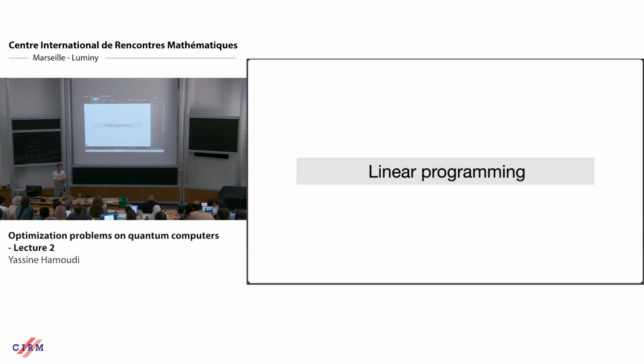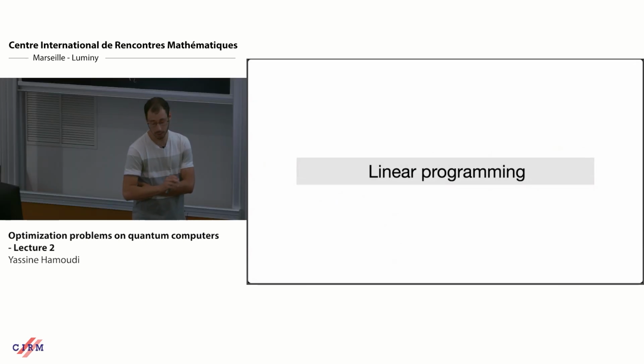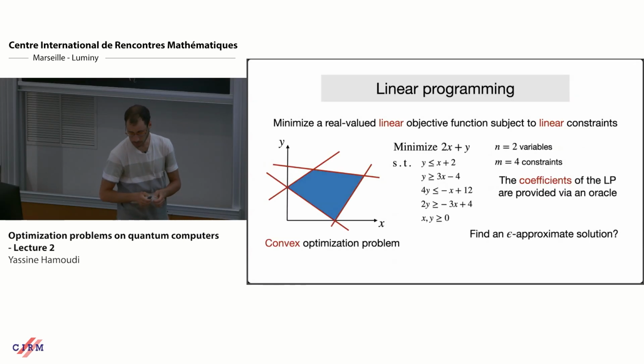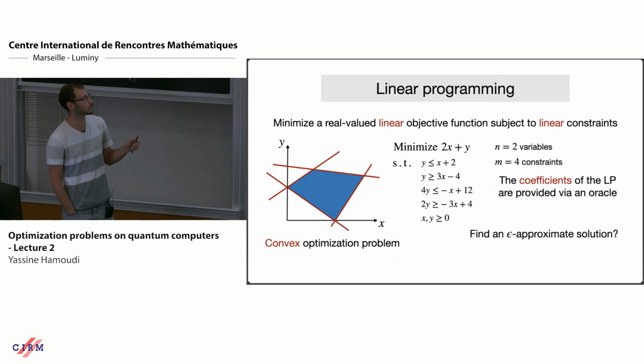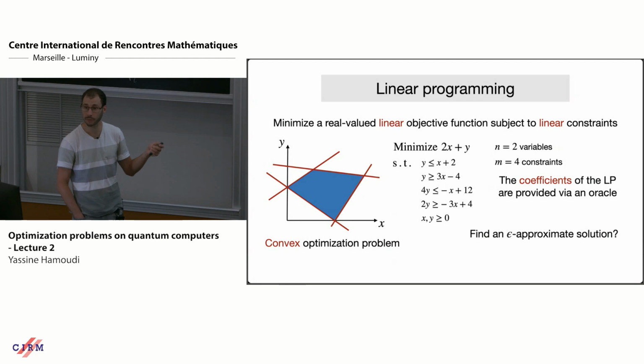The first one is about linear programming. So this is the following problem, which I think you all know about. So we want to minimize a linear function. Here there are two variables subject to a bunch of linear constraints. Okay, so typically we have a graphical representation as a hyperplane.